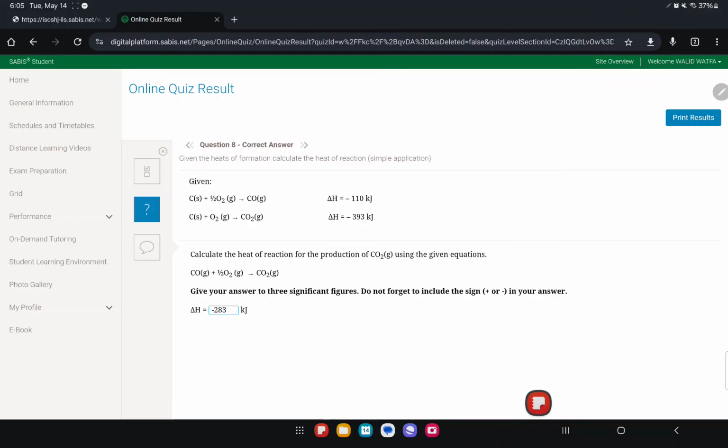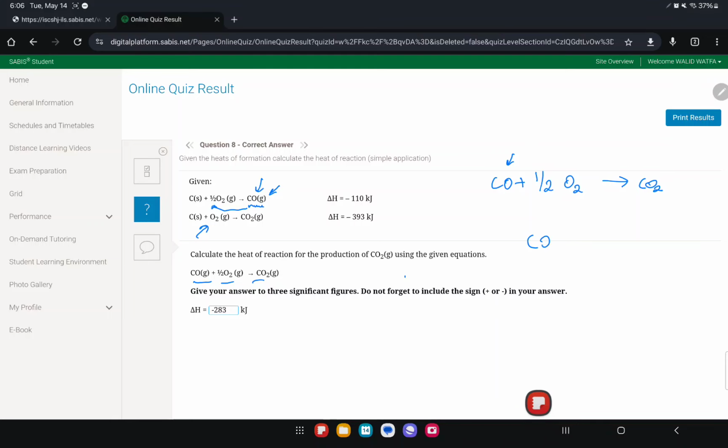Question 8. They give us carbon plus half O2 gives CO, and carbon plus O2 gives CO2. They want the final reaction CO plus half O2 gives CO2. How much is the delta H? How do we do it when we have it like this? We write our final reaction down, we copy it down, and we see. First we want CO on our reactant side. In this case, we have CO on the product side, right? So what do we do? We flip it.